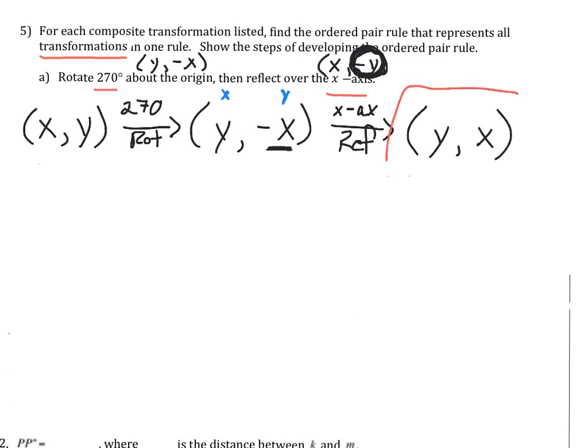This is the rule that I want. What this rule will do is for any point, it will rotate it 270 degrees about the origin and reflect it over the x-axis, all in one step.